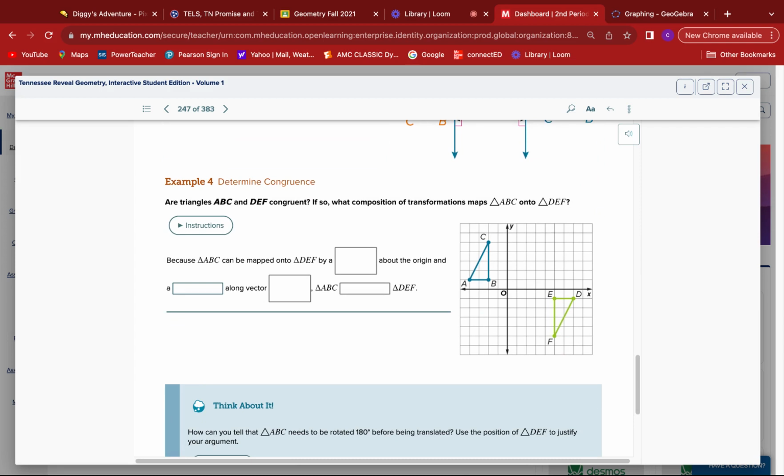Okay, what are we doing here? Triangle ABC and DEF are congruent. Okay, I don't know. We're going to have to figure that out. If so, what composition of transformations maps ABC to DEF?